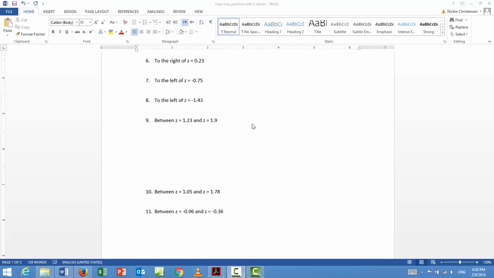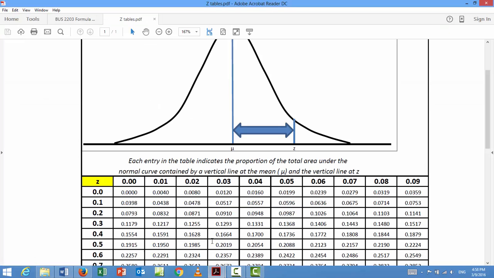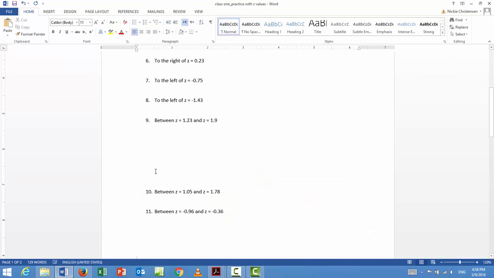This video will explain how to use the z-table to solve between problems. Okay, we're going to carry on with this worksheet. In the last video we did the to the right and to the left problems, plus we learned how to use the basic z-table. So now we're going to work on how to do between problems. Let's just get started.